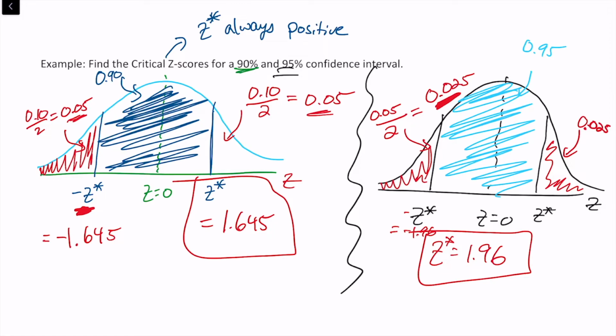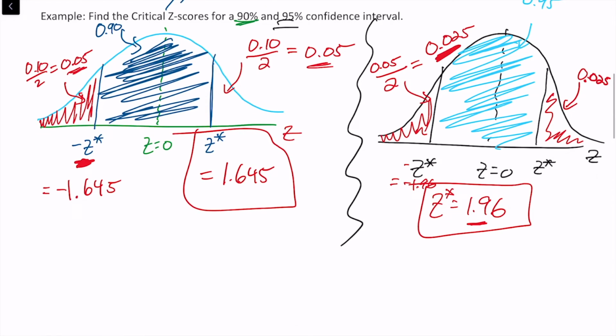Because remember we said with the 68, 95, 99.7 rule, we said that about 95% of the data is within 2 standard deviations of the mean, right? That's what that z-score is. That's really, really close to 2. So it's nice when that matches up. But anyways, that's how you get the z-score there, all right?